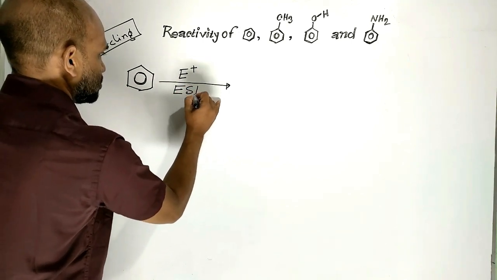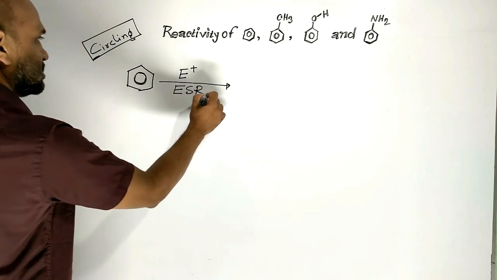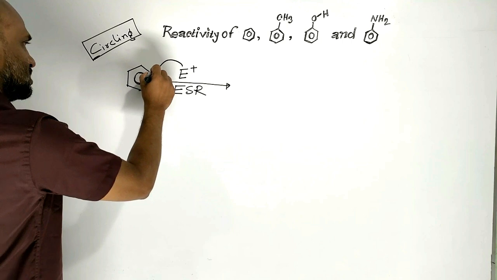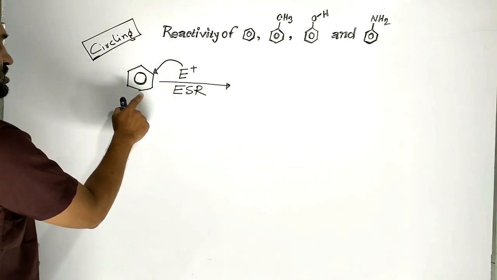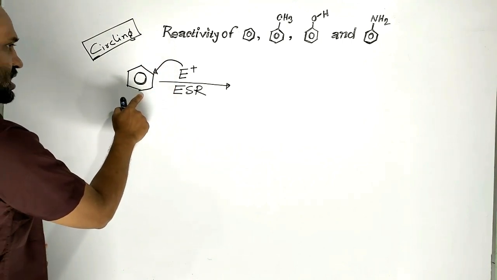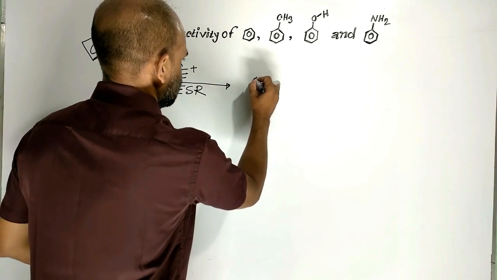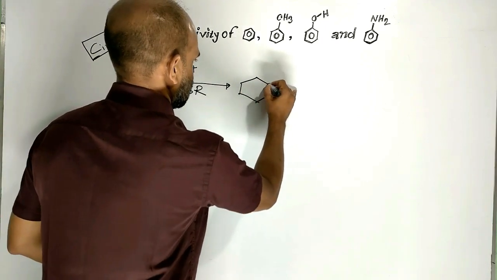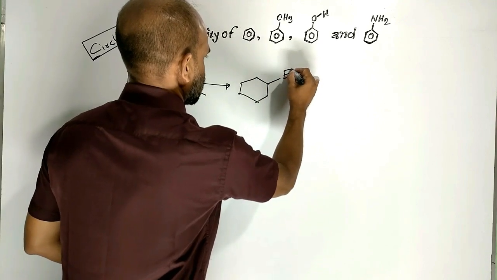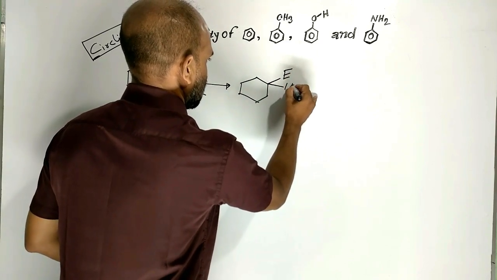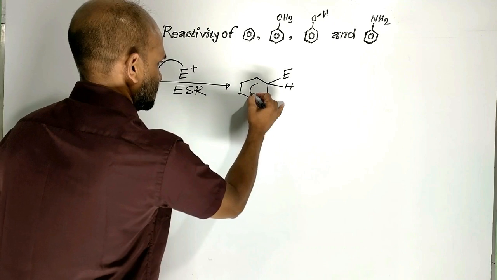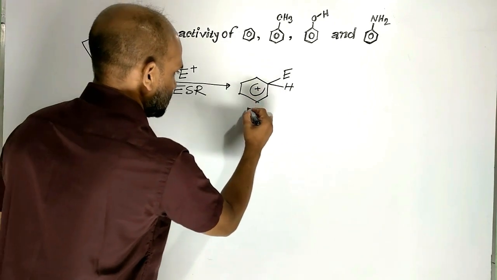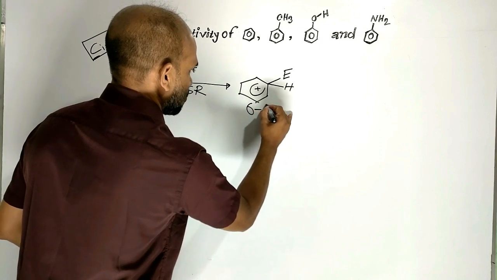Here, this electrophile attacks any of the 6 carbon atoms, and as a result, benzene changes to this ion. The electrophile here is hydrogen, a kind of ion which is called sigma complex.